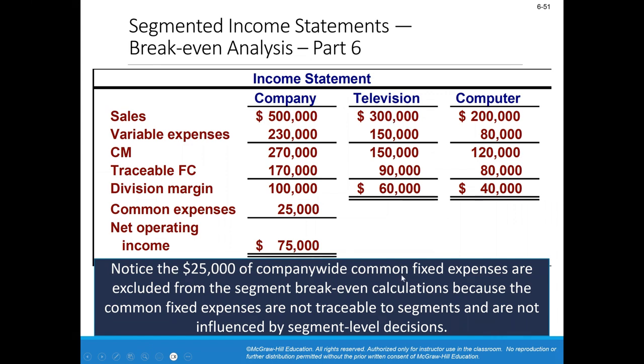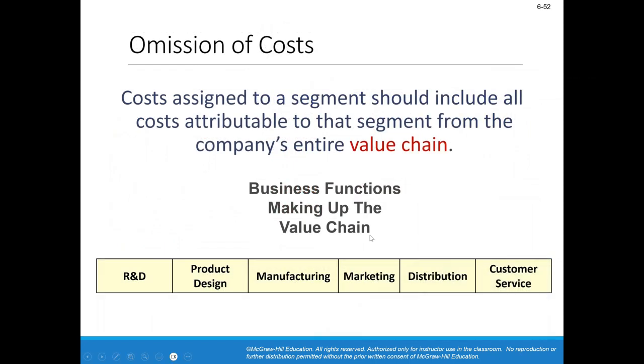Notice the 25,000 of company-wide common fixed expenses are excluded from the break-even because that is a common expense that might not disappear, or wouldn't necessarily disappear, if we got rid of either television or computer. So costs assigned to a segment should include all costs attributable to that segment from the company's entire value chain.